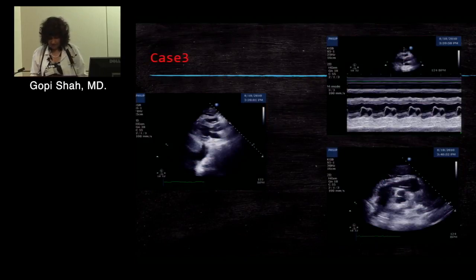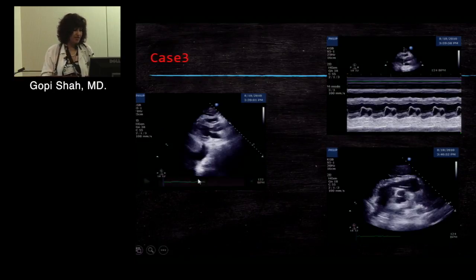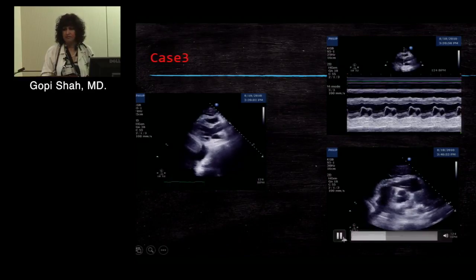This is the case where we had a 14-year-old male transferred from MD Anderson. He had been diagnosed with acute leukemia, had undergone a bone marrow transplant, was very hemodynamically unstable, and was transferred here. And you can see, who wants to take this? Jeff?